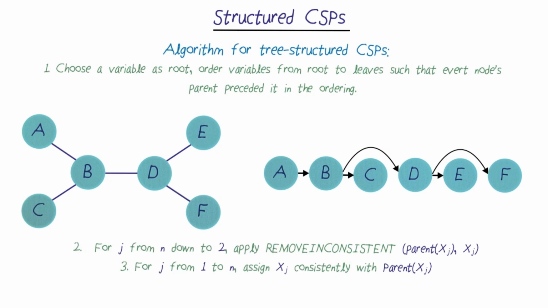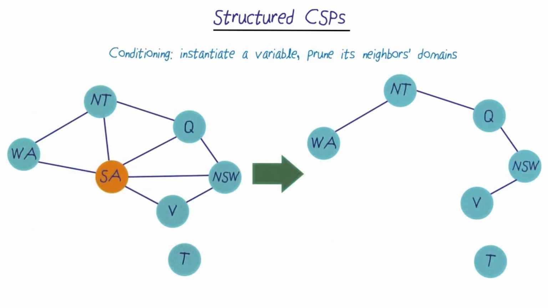But what if the constraint graph really isn't a tree? Well, sometimes you can condition a problem by assigning values to some variables and change a constraint graph into a tree. Huh. Like with our Australia coloring example. If we assign a value to South Australia first, and remove that value from the possibilities of its neighbors, then the problem becomes a tree, and we can use our fast method to solve the problem.